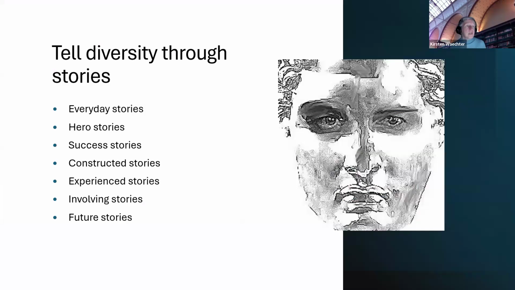And of course, we can tell diversities through a number of stories. And I had to find a picture that was free to use. Does anybody know who this guy is or supposed to be? So this is Hephaestion, the ancient Macedonian nobleman who was a general in Alexander the Great's army and also the life partner of Alexander the Great.